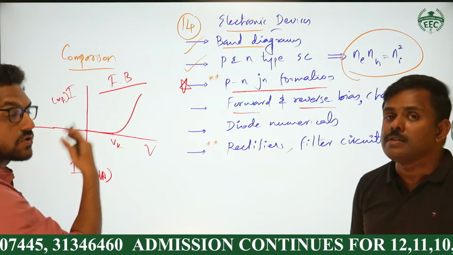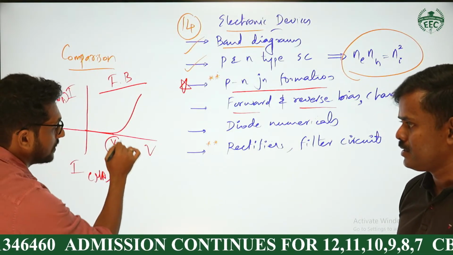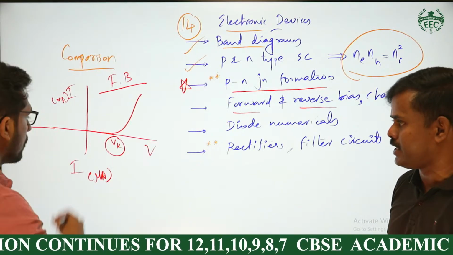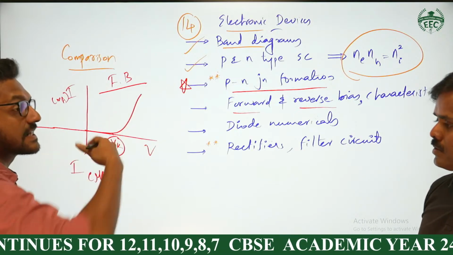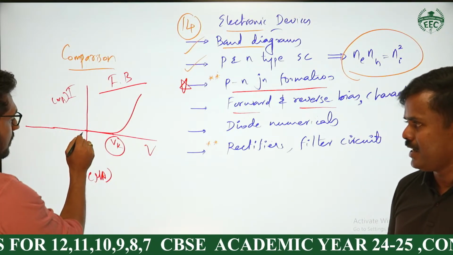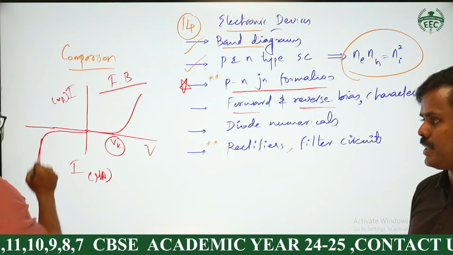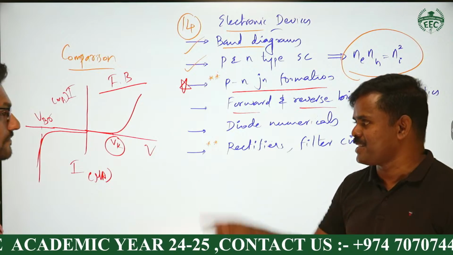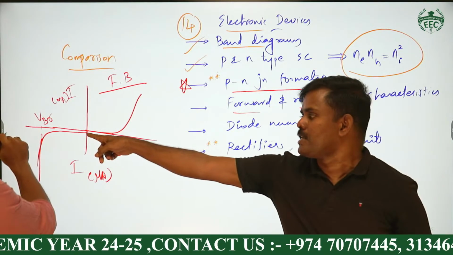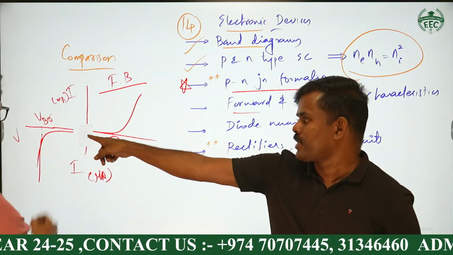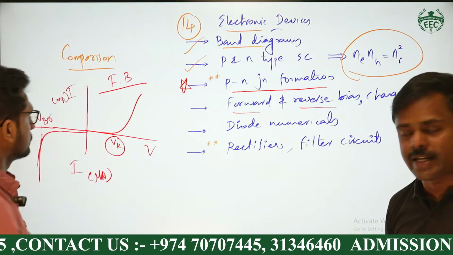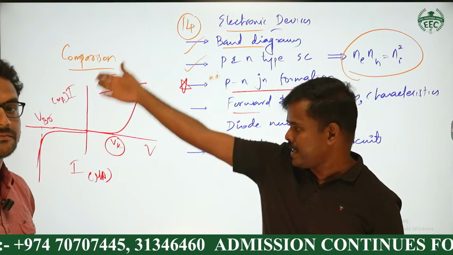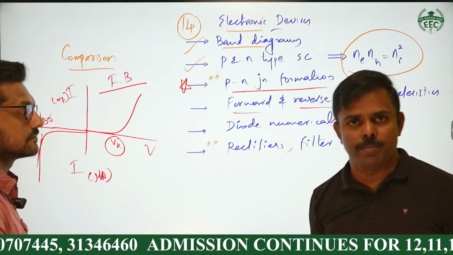This is the characteristic of forward bias. The knee voltage, also called breakdown voltage or threshold voltage, there are 3 names for it. Only after the threshold voltage can we see a significant change in current. And the reverse characteristic will be like this. This point is the breakdown voltage, which is important. This current is called the saturation current, and they may ask why it is constant there, or why the current rises sharply. Those are also important questions.